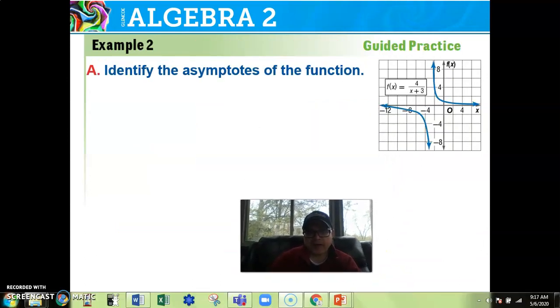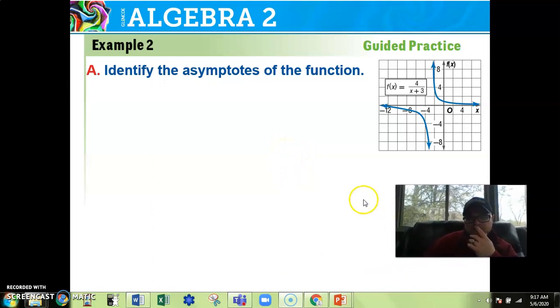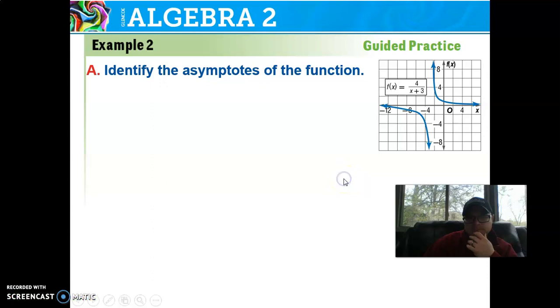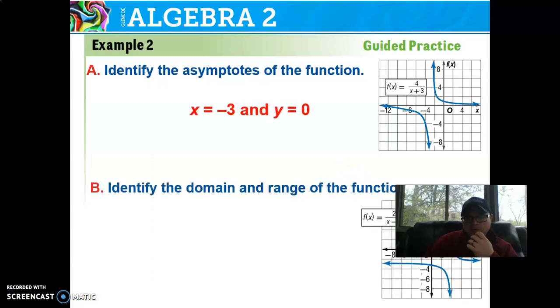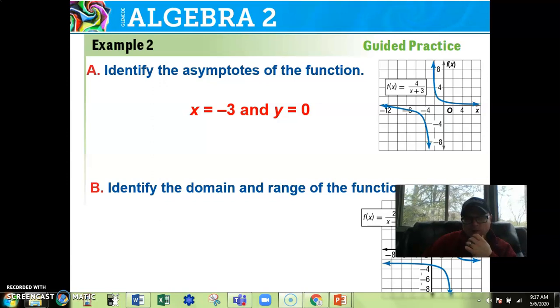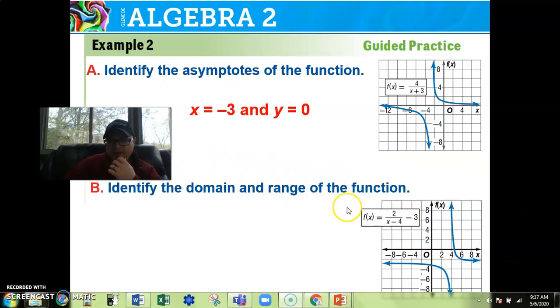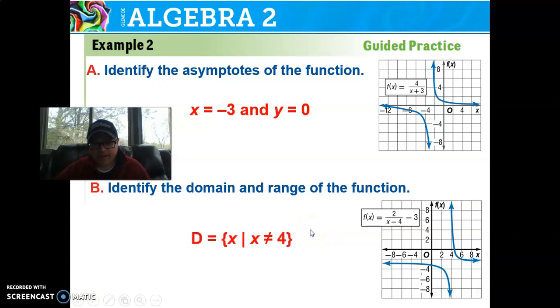Okay, one for you to try. Identify the asymptotes of the function. x equals negative 3 and y equals 0 are where the asymptotes are. And in letter B, try to identify the domain and range of that function. And before you do that, think about the asymptotes. There's a vertical asymptote at x equals 4, so the domain is x can't equal 4. There looks like a horizontal asymptote at negative 3, so y cannot equal negative 3.